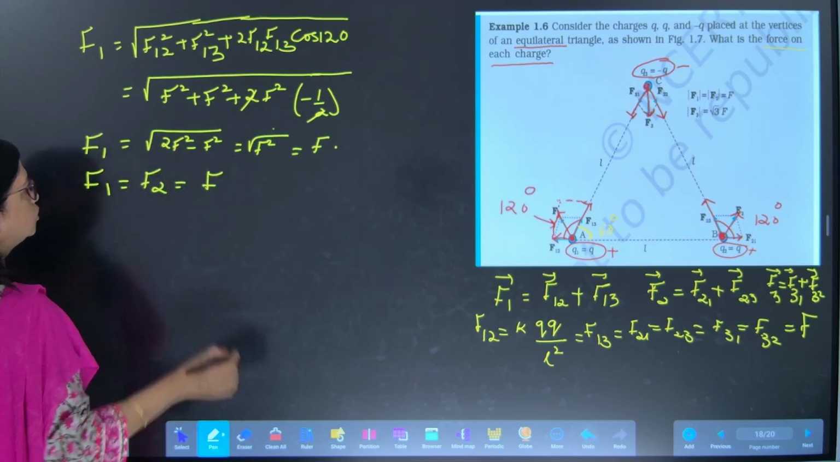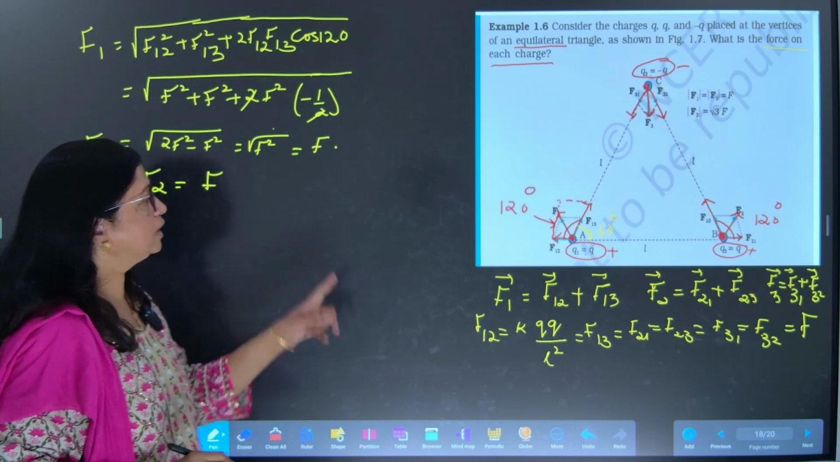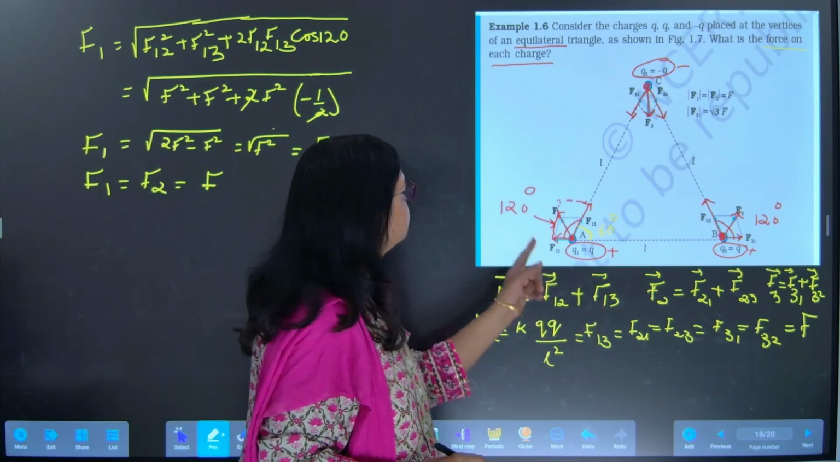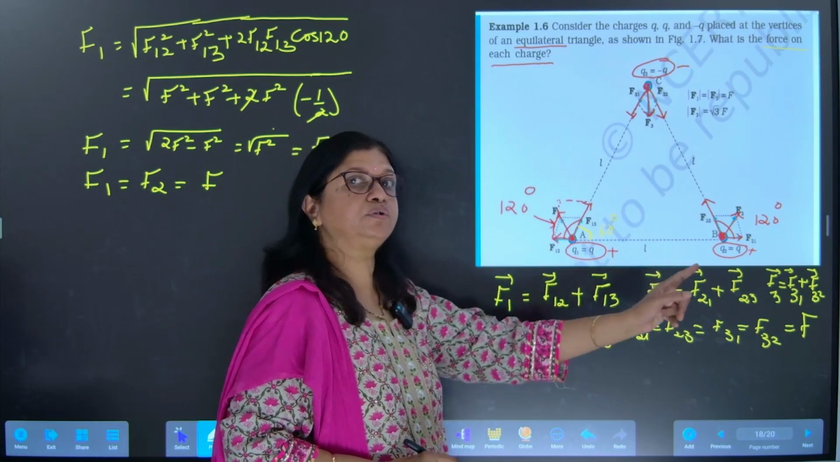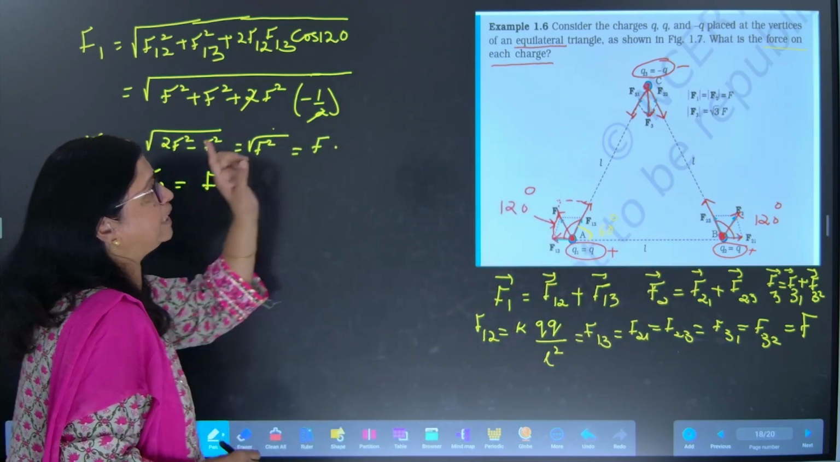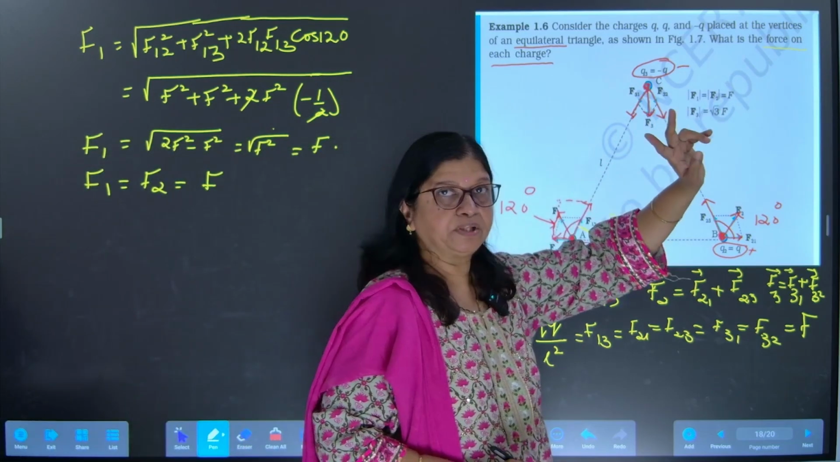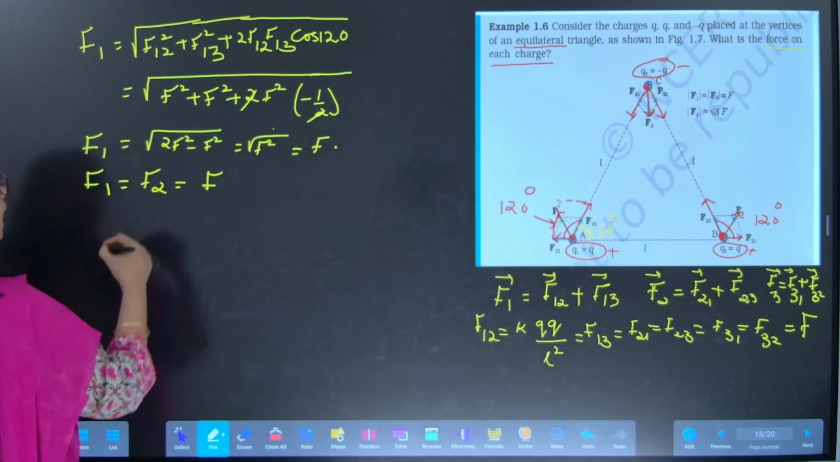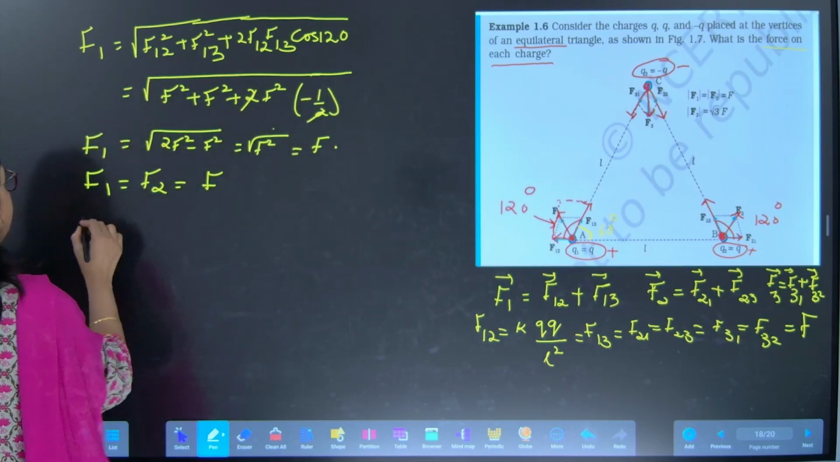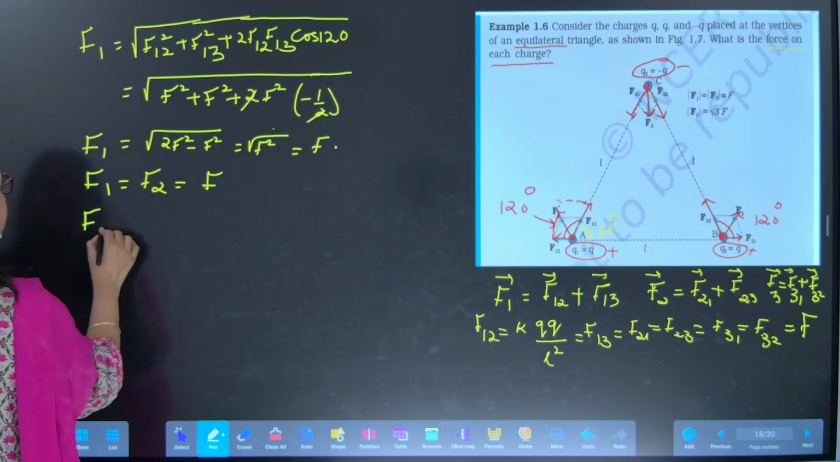So this is the magnitude of the resultant force at Q1 and the resultant force at Q2, which is equal to F. That is mentioned here, as you can see. Okay, now, as the question goes, find the force on each charge. So let us find out F3 now.